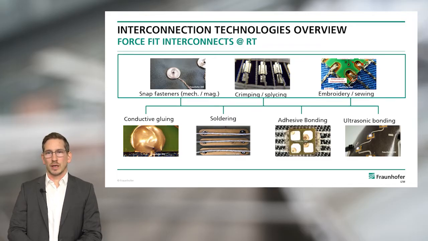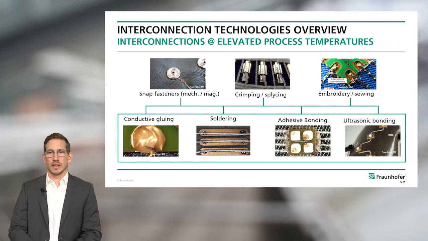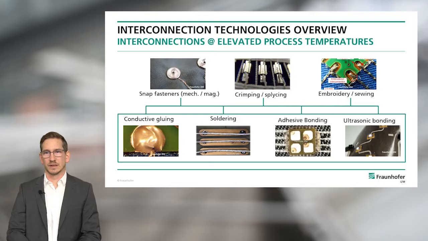On the lower row, there are technologies where you need elevated process temperatures. On the lower left, there is of course conductive gluing, usually epoxy materials with silver flake filling, but you also have thermoplastic versions nowadays. Then of course you can still solder with low temperature solder or even with normal solder, depending on the product, depending on the application. And then you have adhesive bonding, a process I will talk about in more detail in the next slides. Another option is to use ultrasonic bonding.